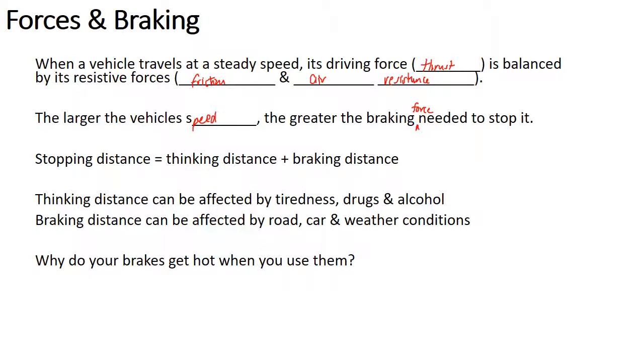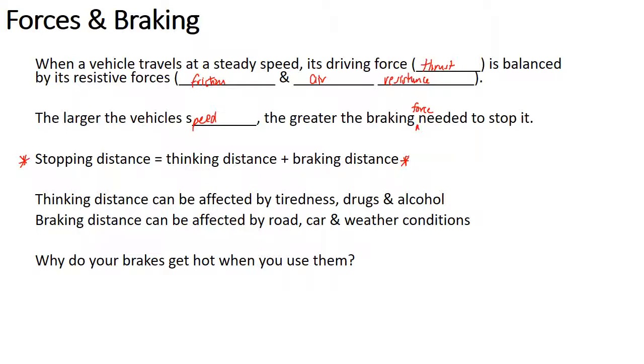stop it. So for example, if you've got exactly the same car, one travelling on a 30-mile-an-hour road where there are lots of pedestrians around, and the same car travelling at 70 miles an hour down a motorway, the one travelling at 70 miles an hour will need a much greater braking force in order to stop it, which makes sense.